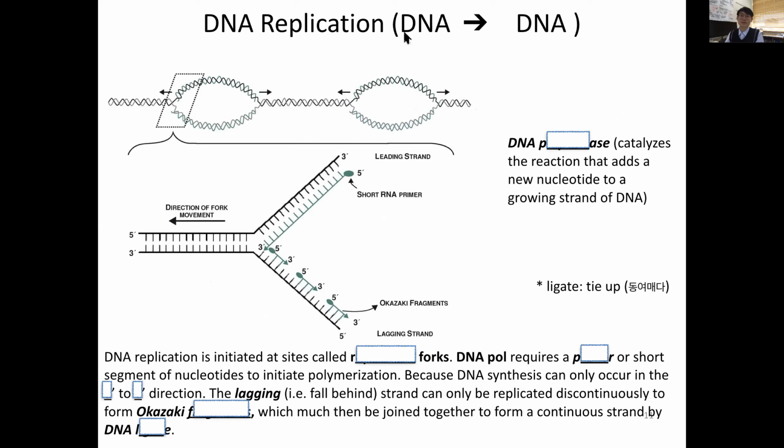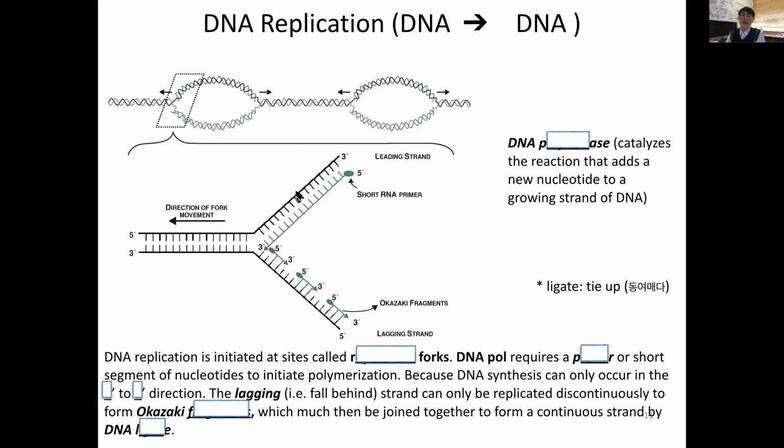So think about this double-stranded DNA, and we unzip it, and how can we replicate it? So far, look at this side when we unzip. This looks like a fork. So that's what we call a replication fork. And we need an enzyme for producing this.